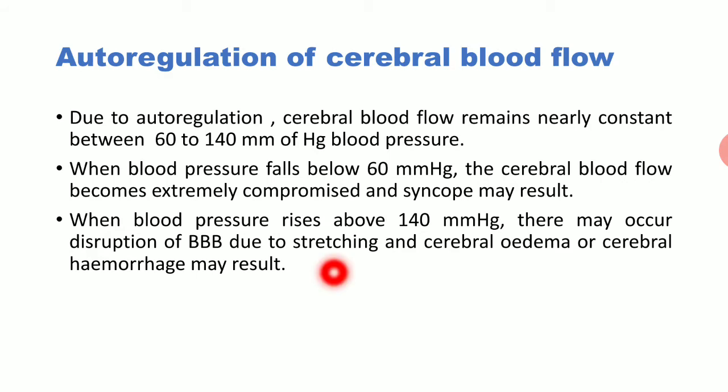Autoregulation of cerebral blood flow, another mechanism. Due to autoregulation, cerebral blood flow remains nearly constant between 60 to 140 mmHg blood pressure. When blood pressure falls below 60 mmHg, cerebral blood flow becomes extremely compromised and syncope may result. When blood pressure rises above 140 mmHg, there may occur disruption of the blood-brain barrier due to stretching, and cerebral edema or cerebral hemorrhage may result.